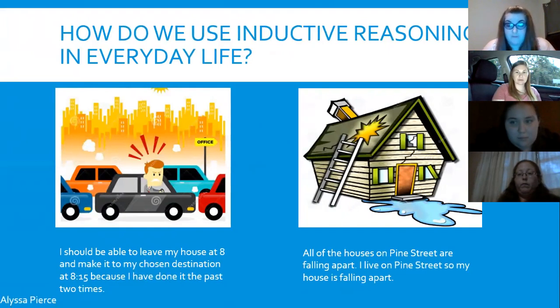so you could be proven wrong. On the right, you'll see a house, and it says, all of the houses on Pine Street are falling apart. I live on Pine Street, so my house is falling apart. You could come to that generalization, but then realize with the counterexample that your house is not falling apart. There's nothing wrong with it, even though you live on Pine Street.